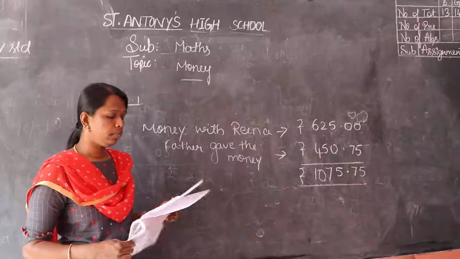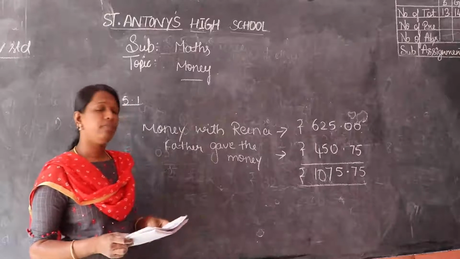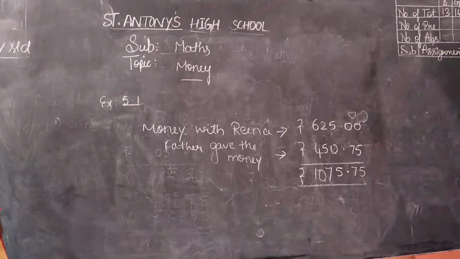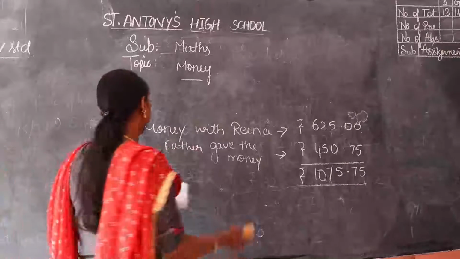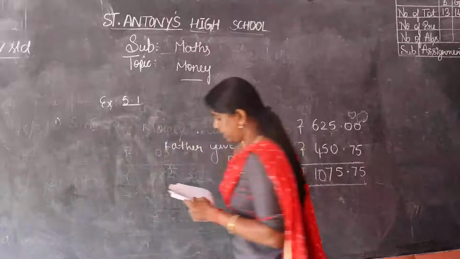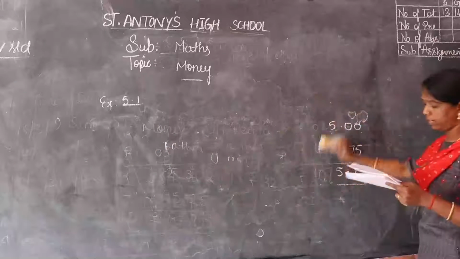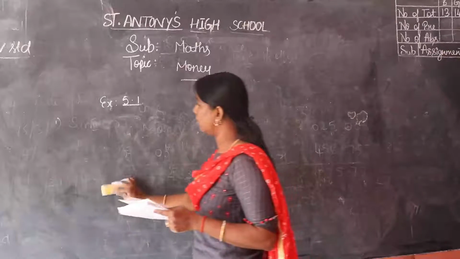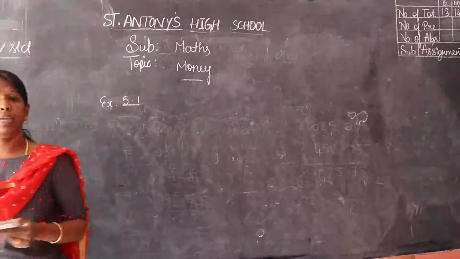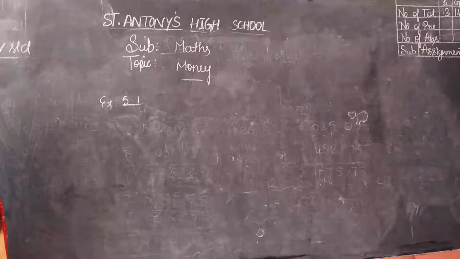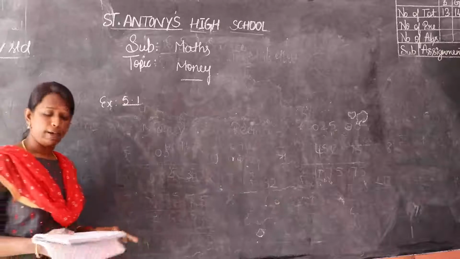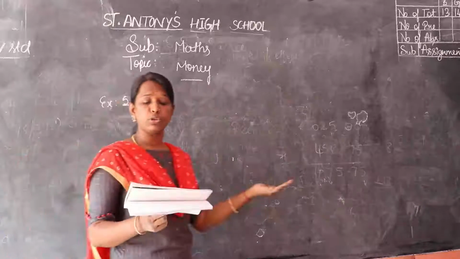Varun bought sweets for rupees 475.05 paisa. He paid rupees 500 to the shopkeeper. But the cost of the sweets is how much? Rupees 475. But he paid the shopkeeper rupees 500. So what change should be given?